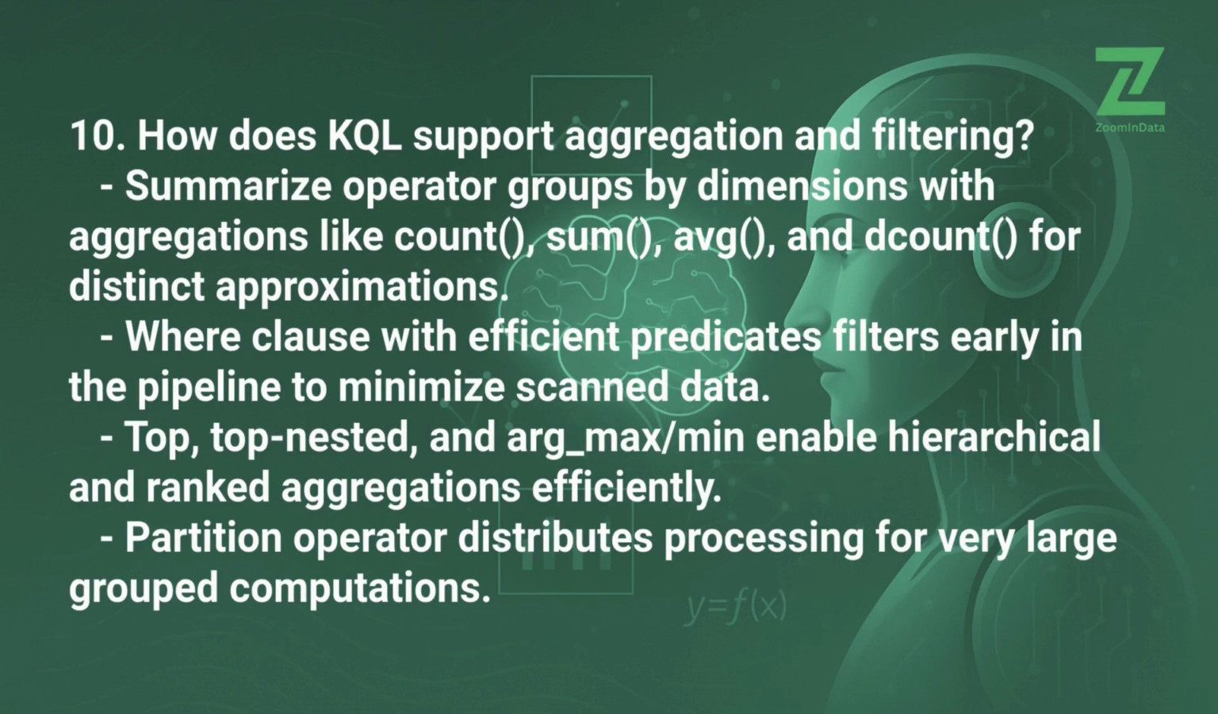10. How does KQL support aggregation and filtering? The summarize operator groups by dimensions with aggregations like count, sum, avg, and dcount for distinct approximations. Where clause with efficient predicates filters early in the pipeline to minimize scanned data. Top-nested and arg_max per minute enable hierarchical and ranked aggregations efficiently. Partition operator distributes processing for very large grouped computations.